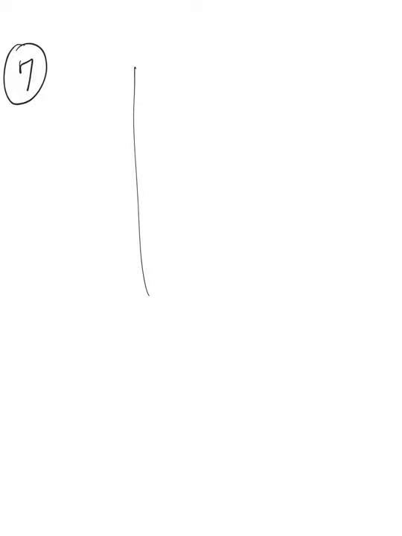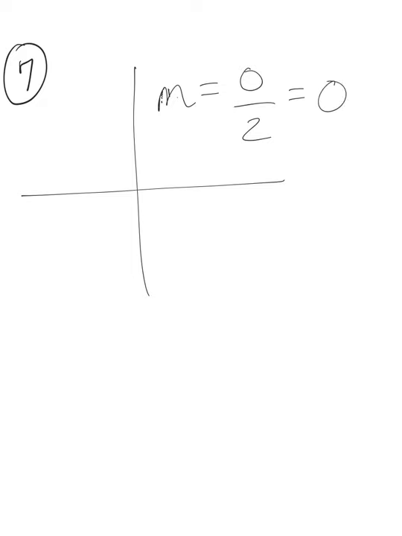So I got 0 over 2. Right. So Wesley used the slope formula, not the slope-intercept form. You got 0 over 2, so 0 divided by 2 is 0. So the slope is 0.